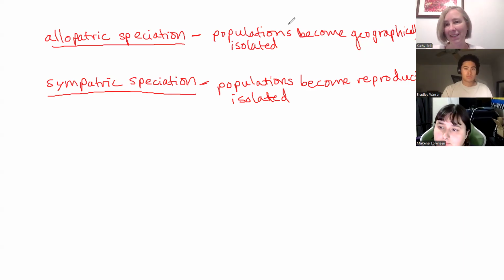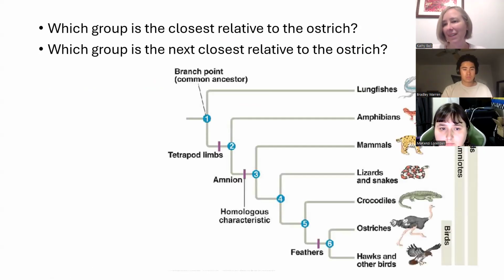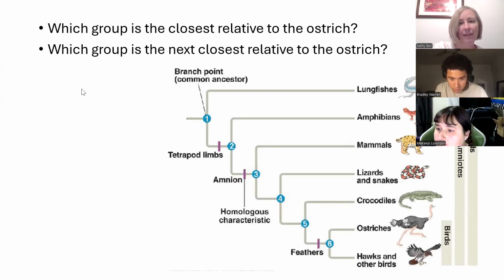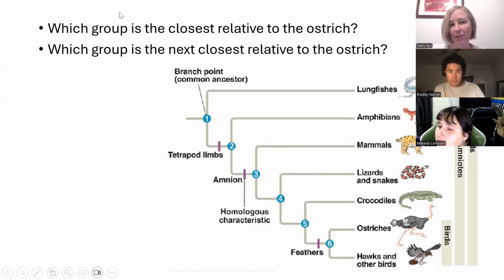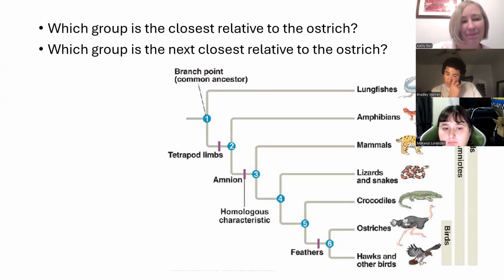And then lastly, let's take a look at our phylogenetic or evolutionary trees. All right, so here we've got an evolutionary tree. Which group is the closest relative to the ostrich? Crocodiles. Which one? Crocodiles. No? Oh, hawks and other birds.